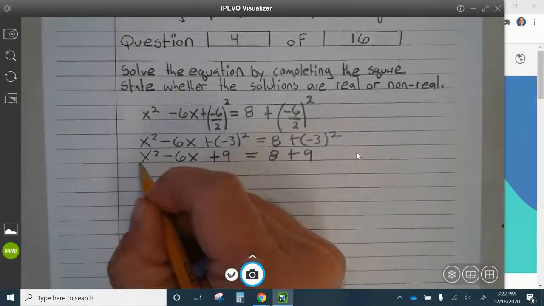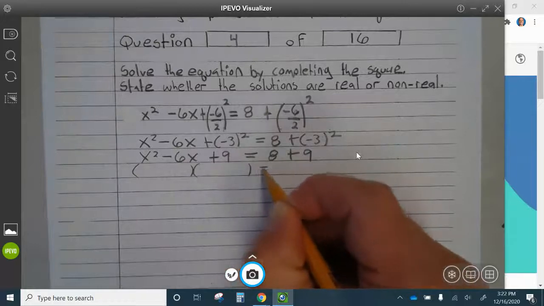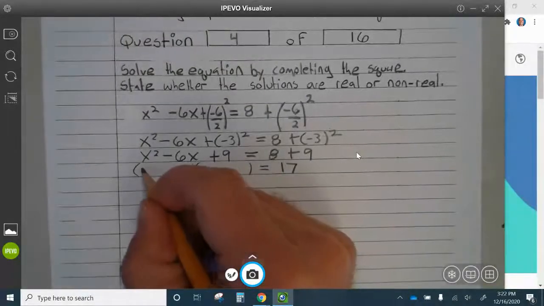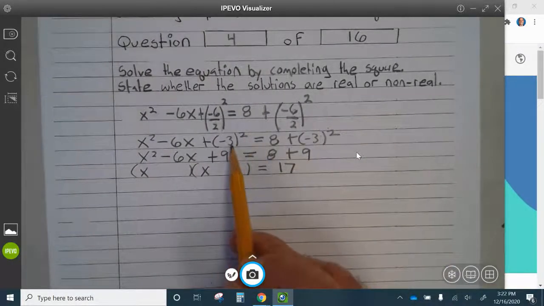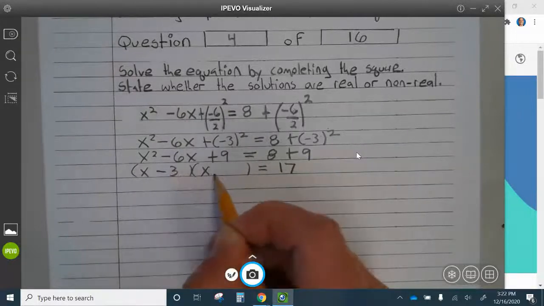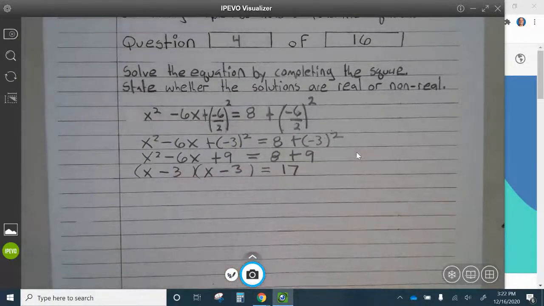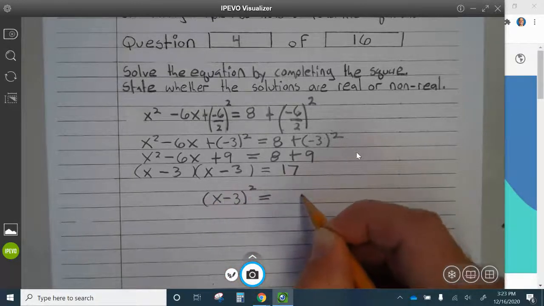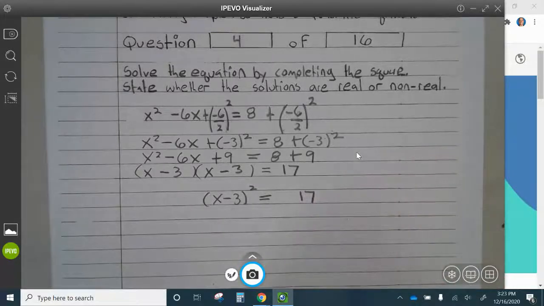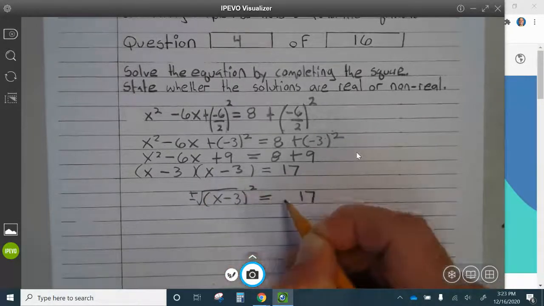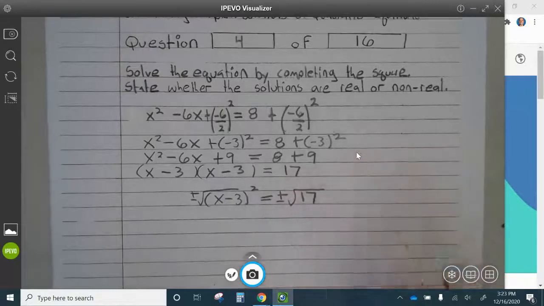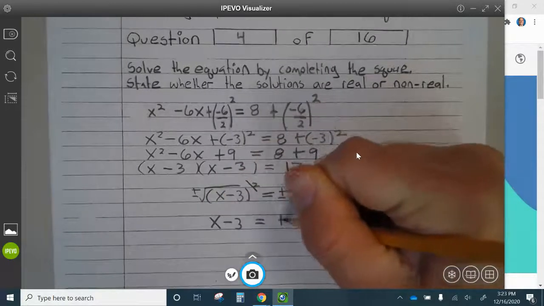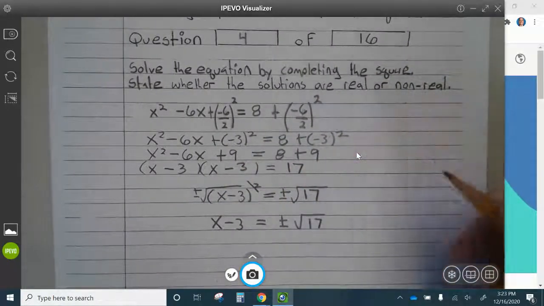Okay, so 2 parentheses. 8 plus 9 is 17. Now, this is easy, x and x, and then that right there is the number that goes right here, x minus 3, x minus 3. So then that's x minus 3 squared equals 17. Take this plus or minus square root of both sides. So then that cancels. You're left with x minus 3 equals plus or minus the square root of 17.